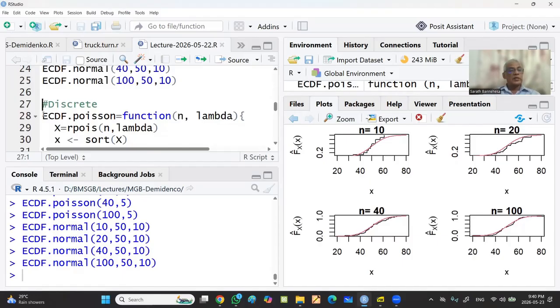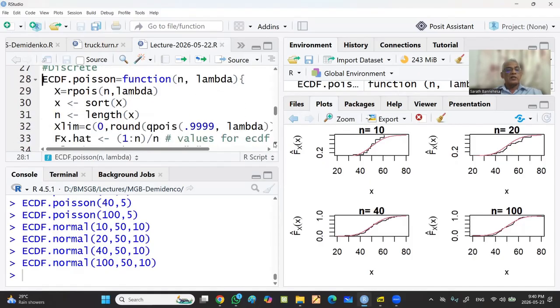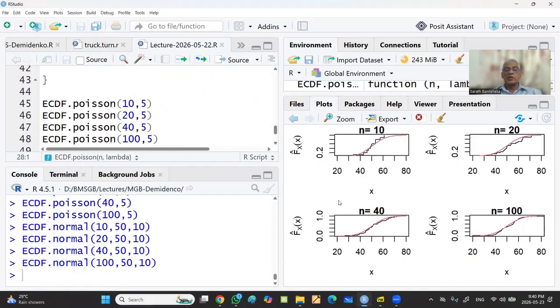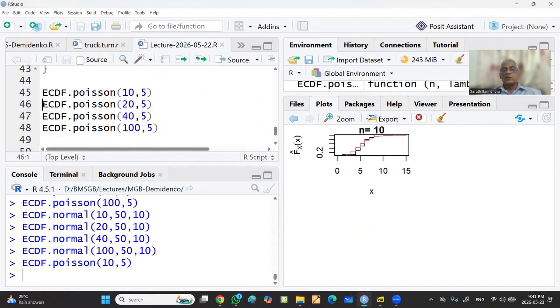Okay, so now let us look at a discrete case. I am going to assume that the data are coming from a Poisson distribution with rate equal to 5. So I will do the same thing. The only difference here is that the theoretical CDF also will be a step function, because this is a Poisson, a discrete random variable. So I'm considering the n equal to 10 situation. The red one is the theoretical CDF, and the black one is the empirical CDF.